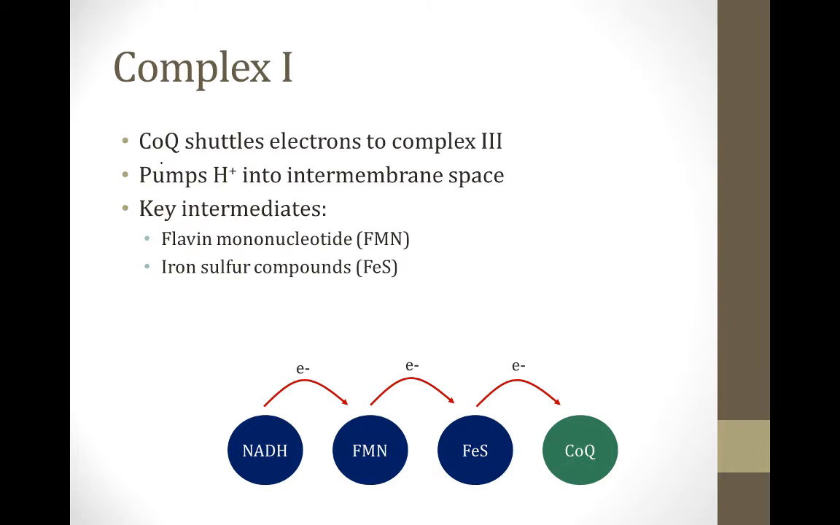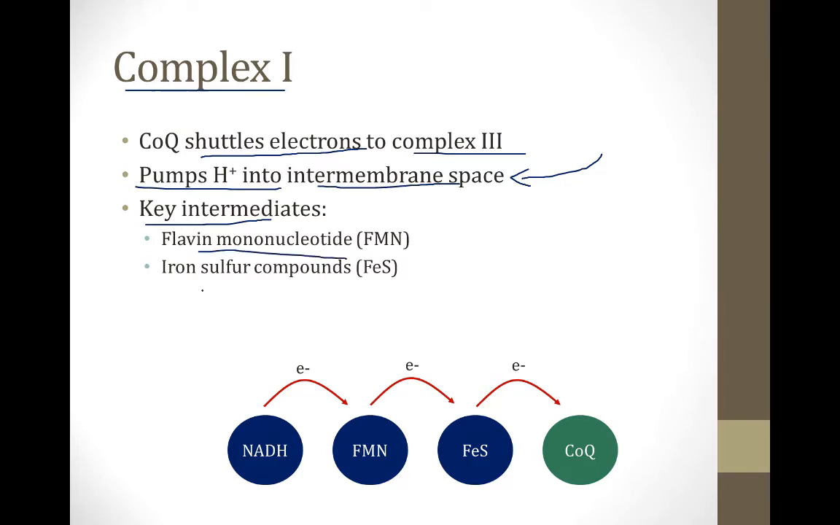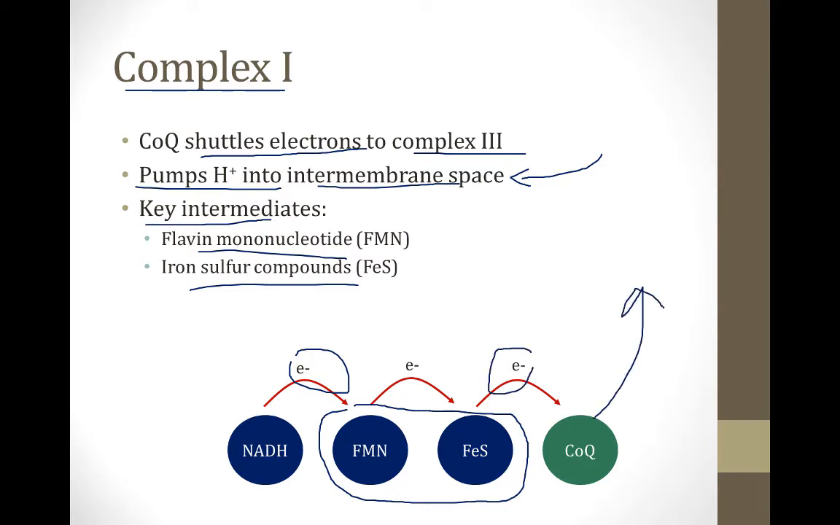Once complex 1 has passed the electrons from NADH to coenzyme Q, coenzyme Q will shuttle those electrons to complex 3, skipping over complex 2. In the process of doing this, hydrogen ions are pumped into the intermembrane space, and we'll talk in a few slides about how this will be used to generate ATP. Now, complex 1 is made up of multiple different molecules. That's why it's called a complex. Some of the key intermediates involved in transferring electrons from NADH to coenzyme Q via complex 1 include flavin mononucleotide and iron sulfide compounds. Basically, the NADH is passing its electrons to a series of substances that are part of complex 1, and then they finally get passed to coenzyme Q, which goes on to complex 3.